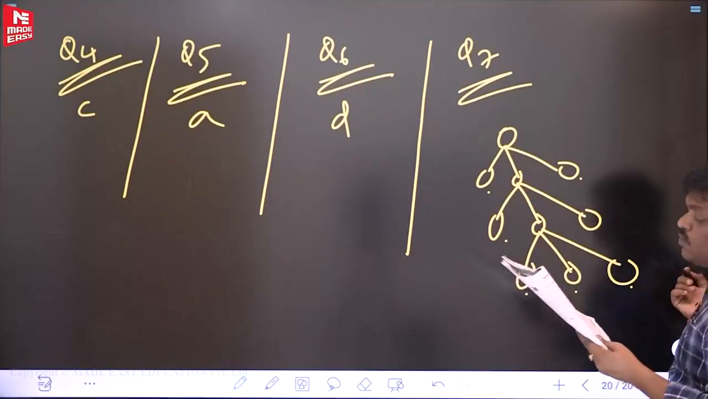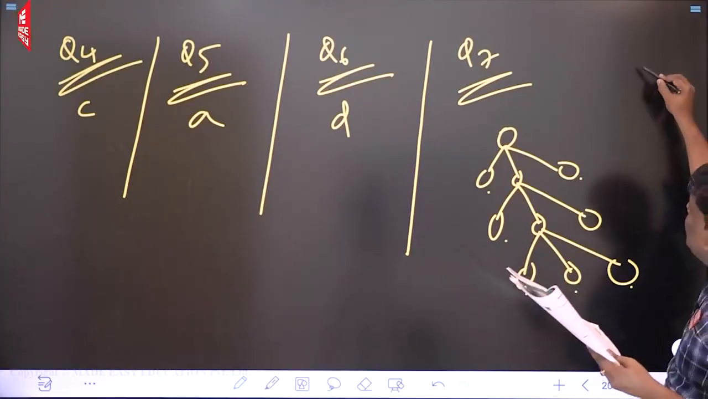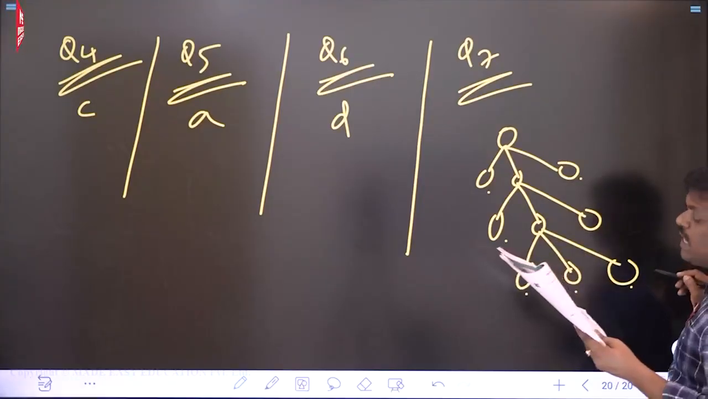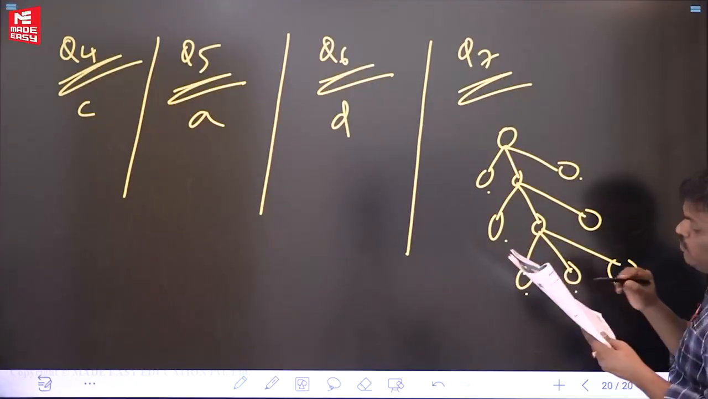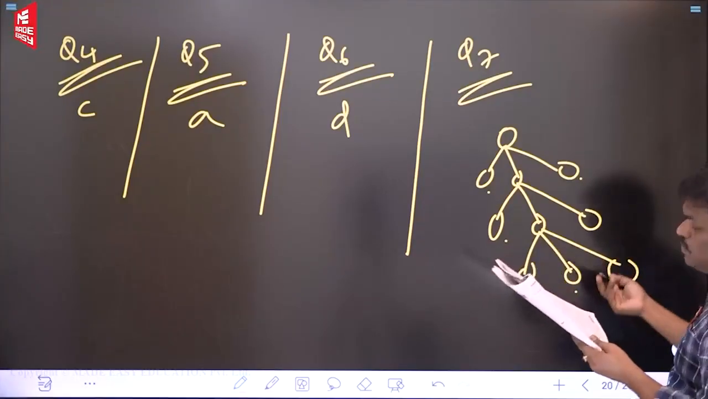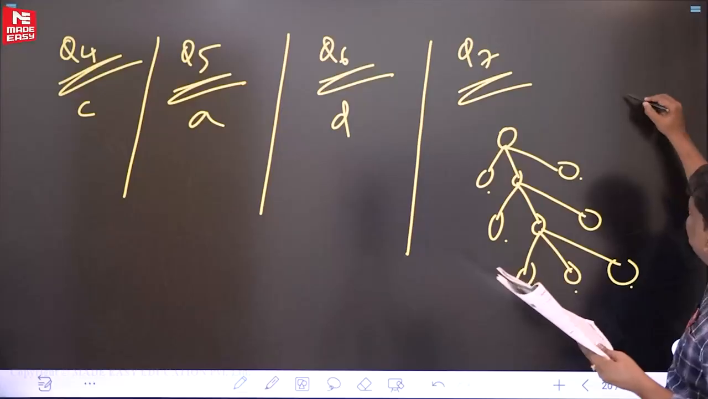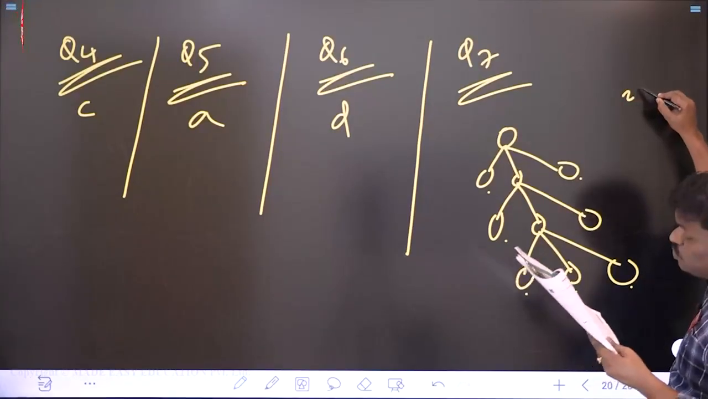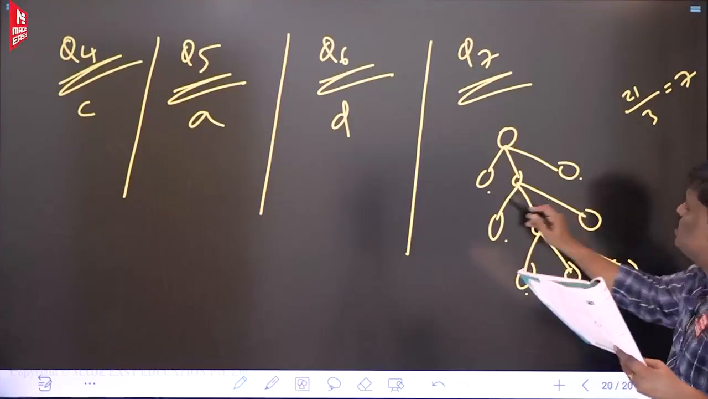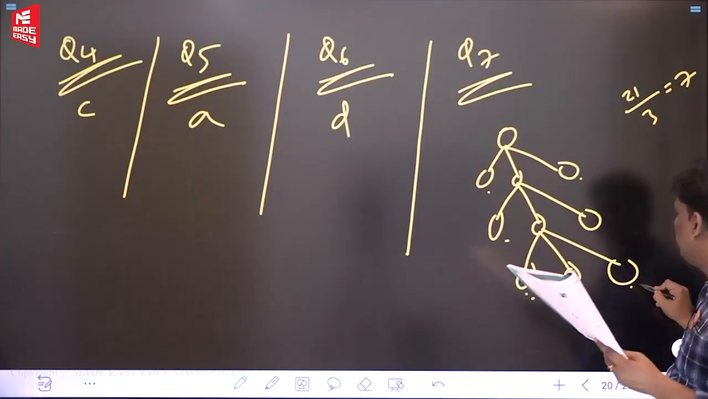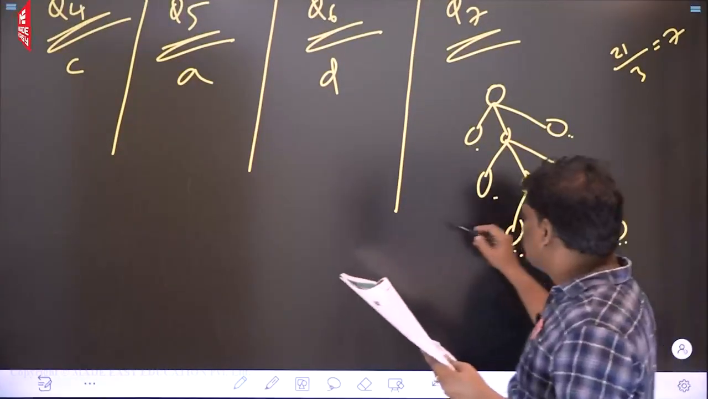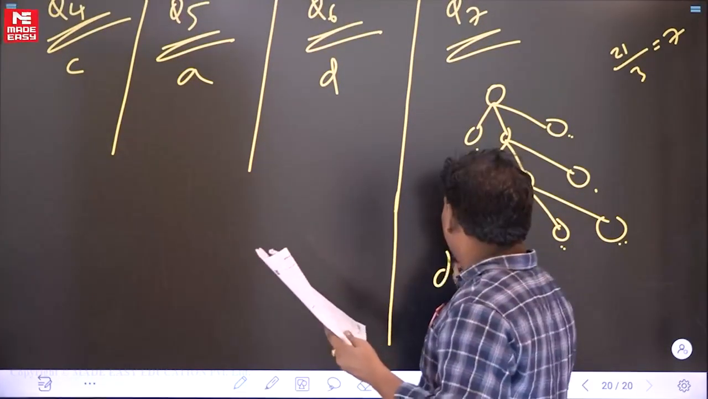No. What is option B? 10 minus 1, 9. 9 by 3, 3. 3 leaves only. No. What is option C? 10 minus 1, 9. 9 by 2, 4 point something. No. What is option D? 2 into 10, 20. 20 plus 1, 21. 21 by 3. What is the answer? 7. Let's check. 1, 2, 3, 4, 5, 6, 7. Manual checking, nothing there. So question number 7, the answer is D.